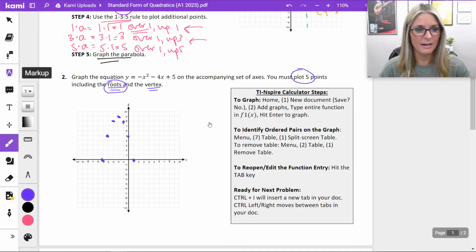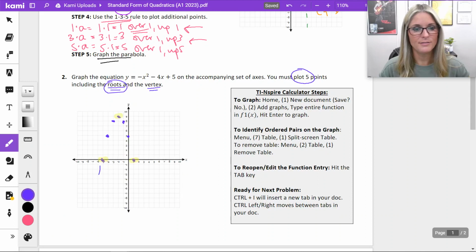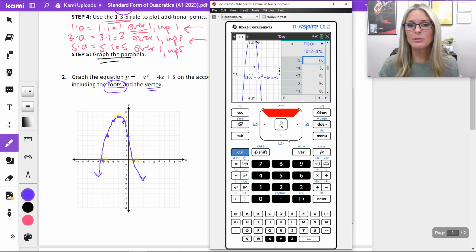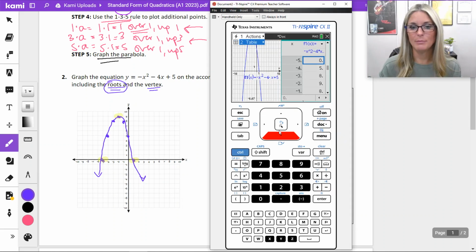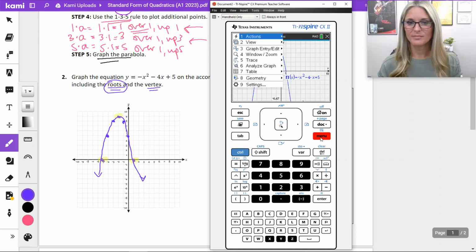So when I go to graph this one on Delta Math, what do I have to include? The vertex and the roots. I have to include 5 points total, but they have to include those 3, the vertex and the roots. So here's my parabola. So you have to do those 3, and then you could pick the other 2 that you want to use. If you're ready to close the table, you can go to Menu, Table, and Remove Table. And it'll go back to that original view of your graph.